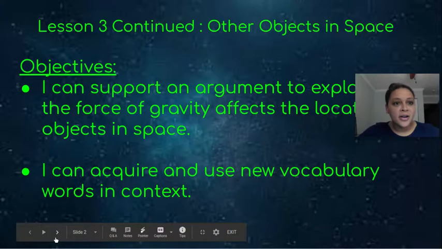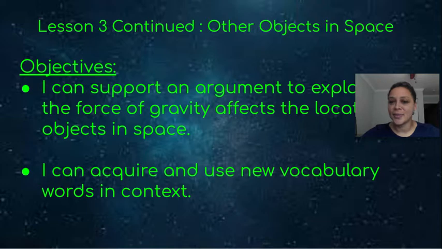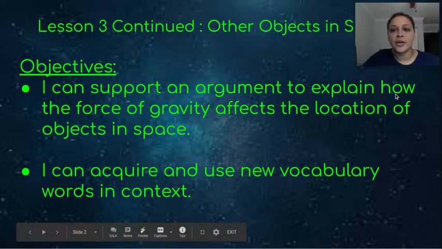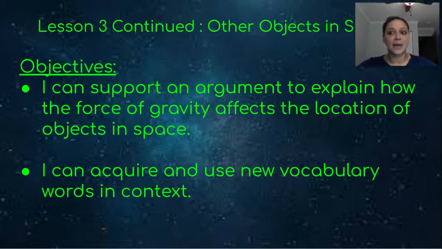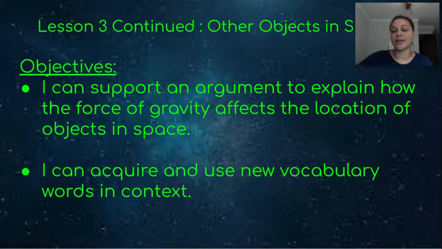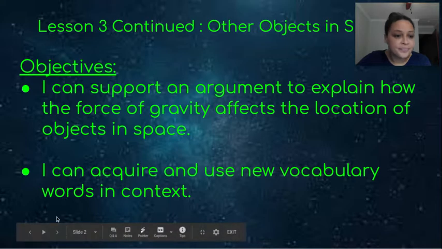All right, we are going to continue learning about objects in space for lesson 3. And so here are our objectives. I can support an argument to explain how the force of gravity affects the location of objects in space. I can acquire and use new vocabulary words in context. So, we're going to continue learning new vocabulary words that are about objects in space. And we're also going to talk about how gravity affects these objects, the location of them.